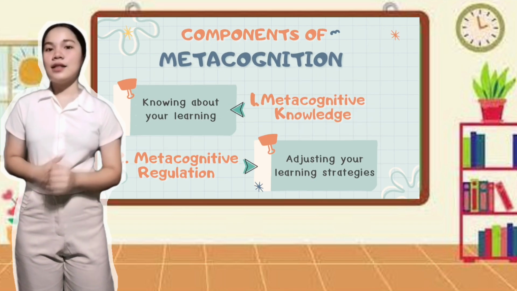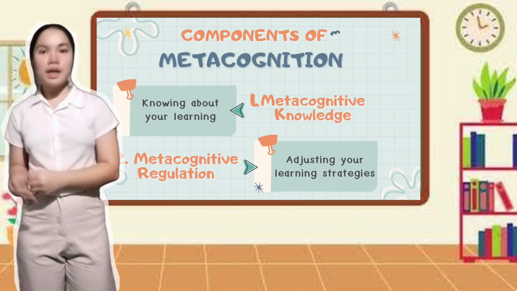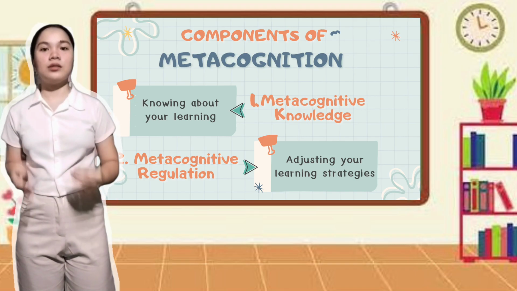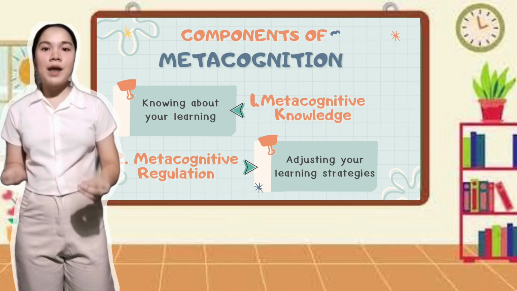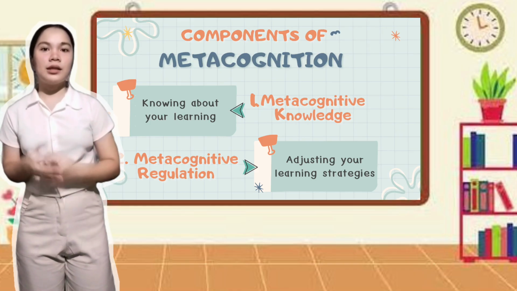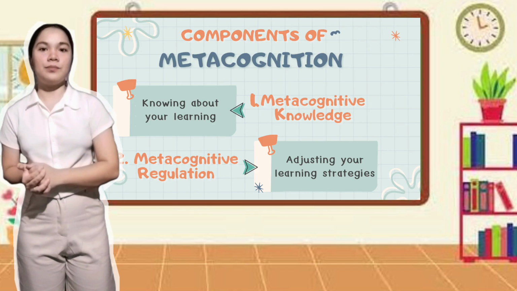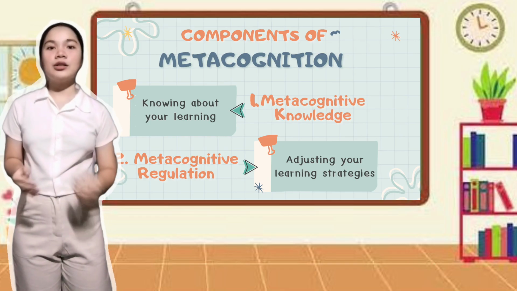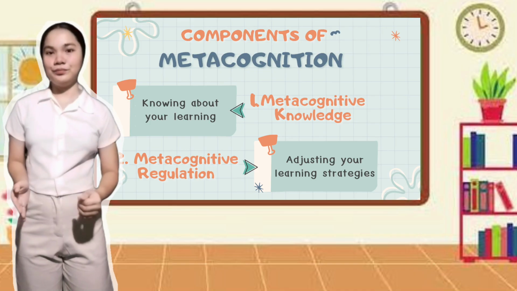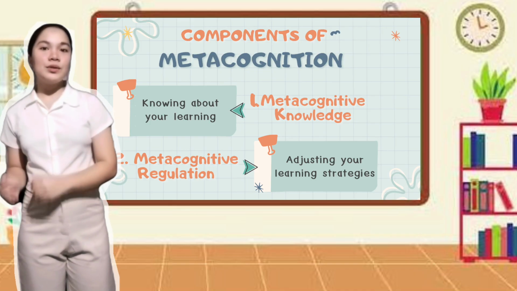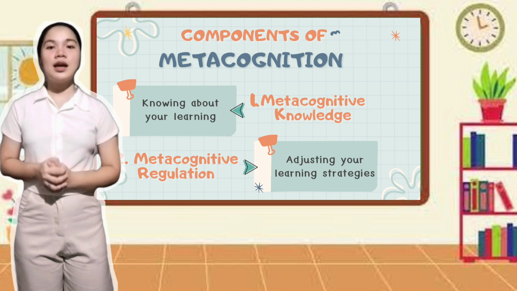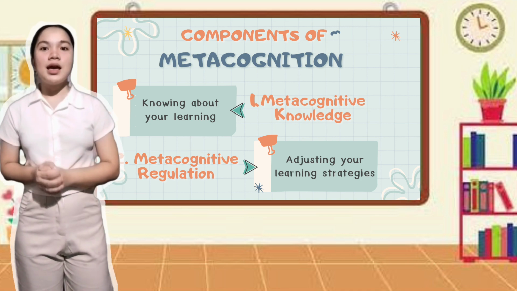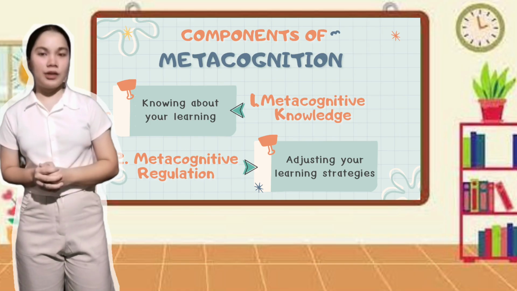And now, let's proceed to components of metacognition. When we say components of metacognition, we mean the parts or elements that make up metacognition. These are the things that help us understand and control how we think and learn. And there are two components. First one is the metacognitive knowledge. The second one is the metacognitive regulation.